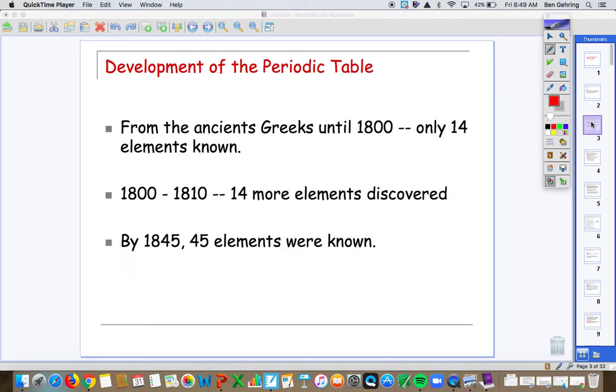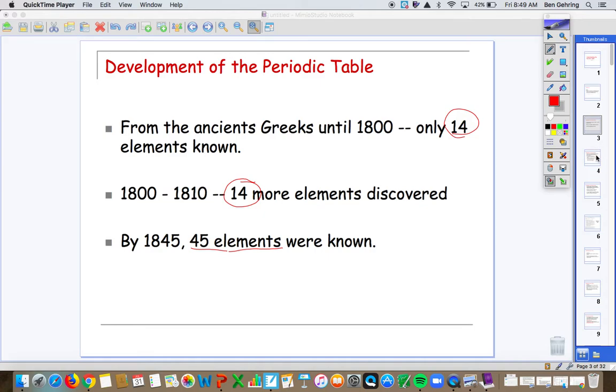And so, starting with our history, from the ancient Greeks, so the BC era, up until about 1800, so a couple thousand years, we only knew about 14 elements. There were 14 known elements. In the next 10 years, 1800 to 1810, we doubled our number of elements. We're up to 28. And then by 1845, we were up to 45. So another 17 elements were discovered in those next 35 years. So a lot of growth between 1800 and 1845. And with that growth, we had to find a place to put them.